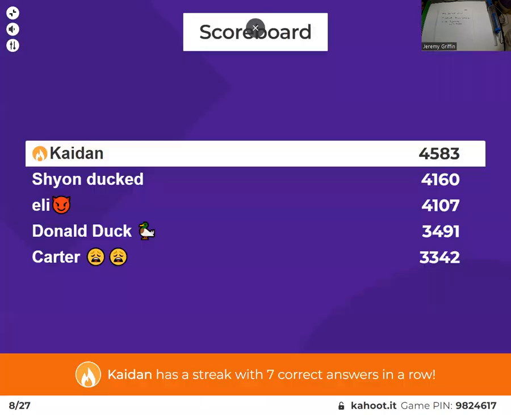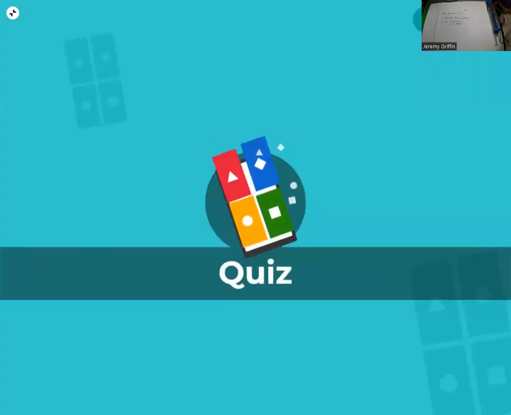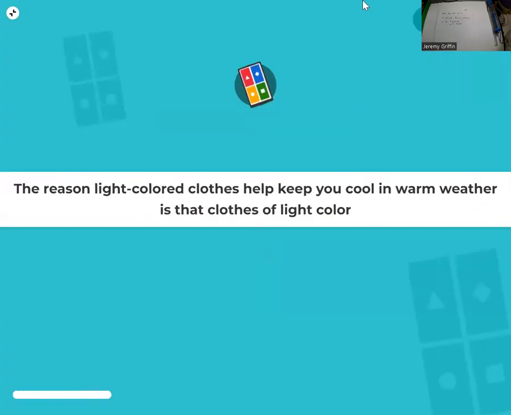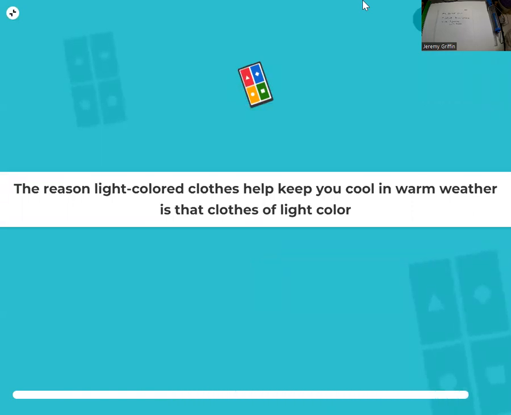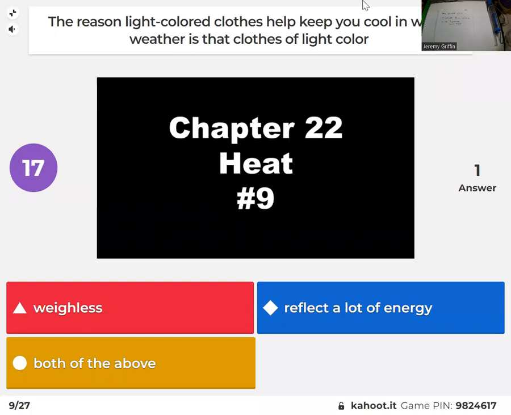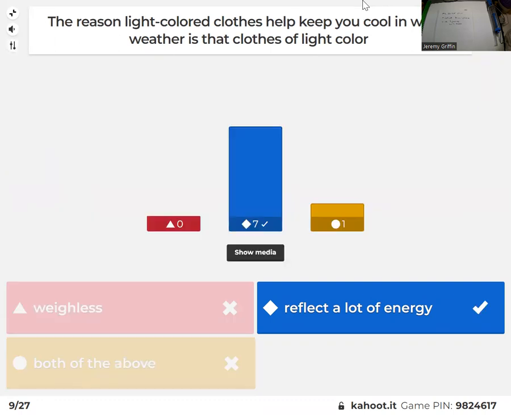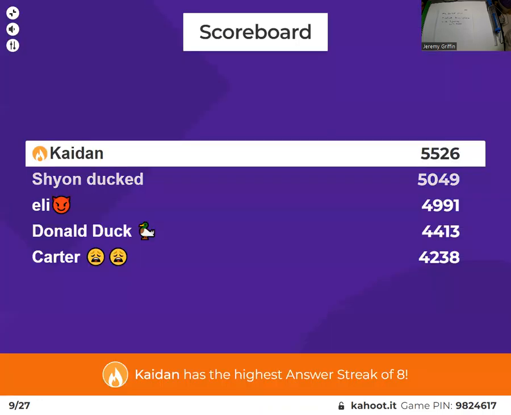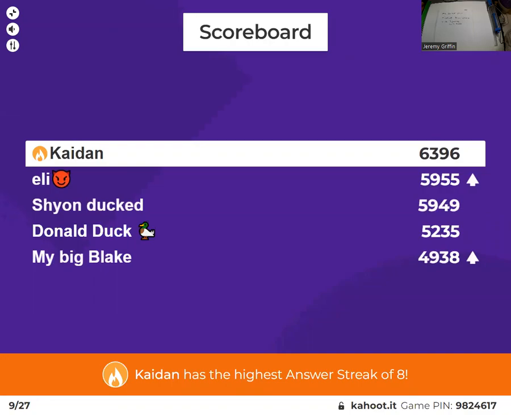Radiation. The reason light colored clothes help keep you cool in warm weather is because they reflect a lot of energy. There you go. So light colors reflect a lot of energy. Dark colors absorb energy.